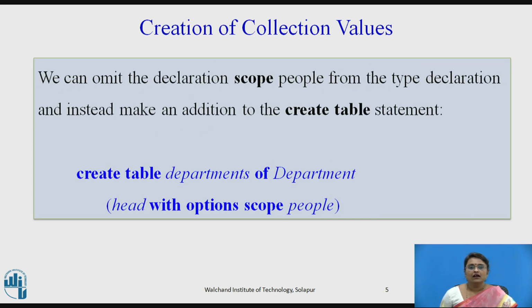What we can do is omit the scope sometimes, and if we are omitting the scope in the earlier definition of the type, then we can specify that in the create table also. You can see here that we are creating a table called departments of the type department, and the options we are providing: head as, as you can see, object reference type is there with the options, and the scope is provided as people in this one.